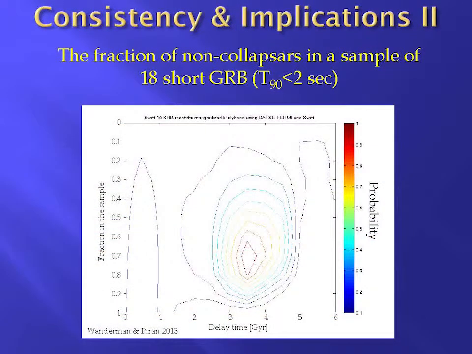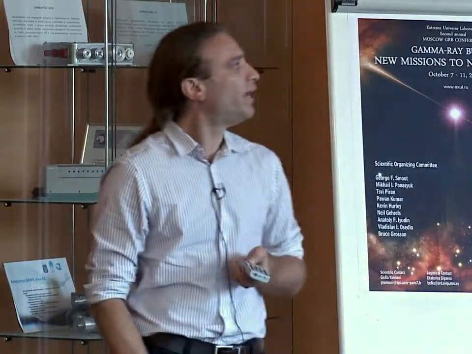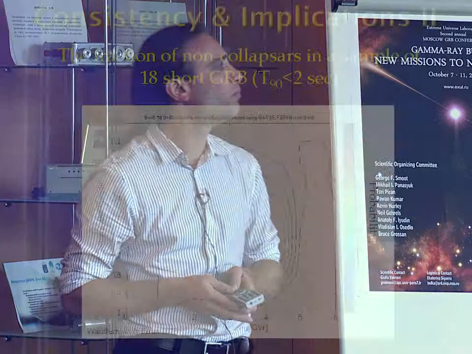A second thing where we put our model to the test is a study that was done lately by Wanderman and Piran. Basically, what they did is take a population of 18 short gamma ray bursts according to the classification of T90 smaller than 2 seconds, and they fitted a delay function to this sample. And they allowed their delay function to be only a single delay or a bimodal delay.